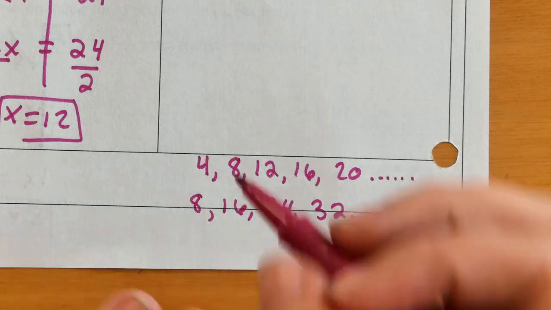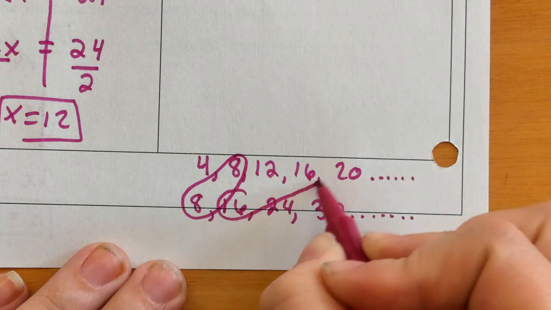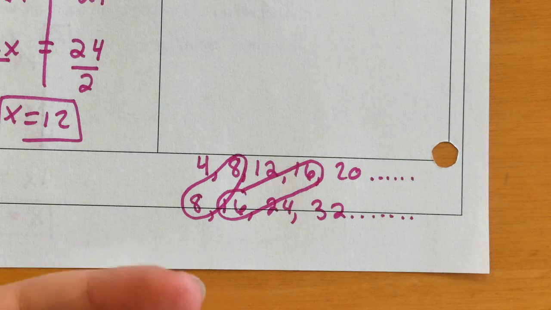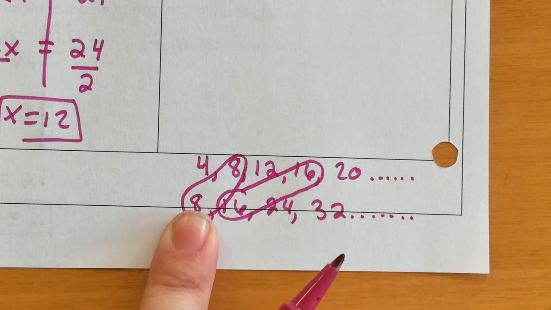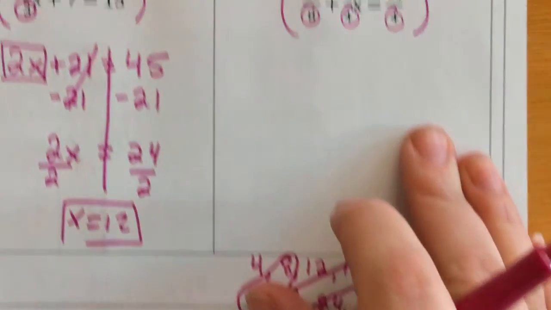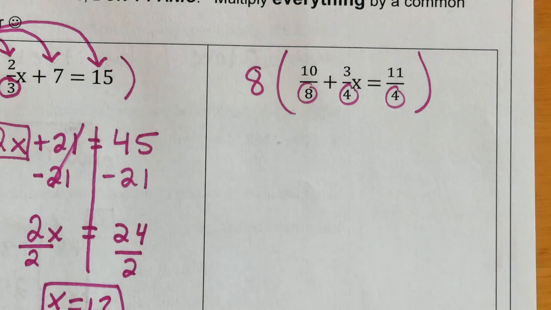So looking at the list that we have, I see that 8 is in both lists and 16 is in both lists. A wise piece of advice is to pick the smallest number. So we're going to pick 8. That's going to be our common denominator. So we are going to multiply all of this by 8.